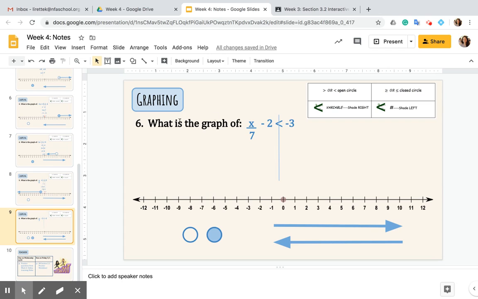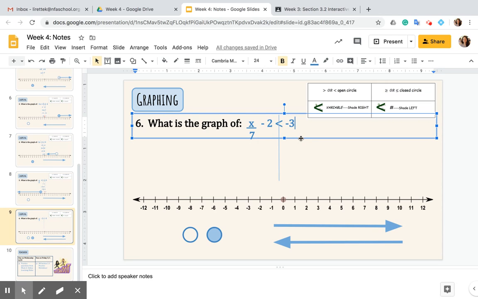One more before we call it a day with this lesson. X divided by 7, minus 2, is less than -3. Okay, so again, I've got two operations near the X. I have division of 7 and subtraction of 2. I want to get rid of the 2 first because it's not touching.